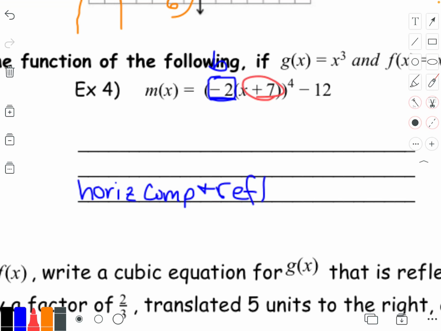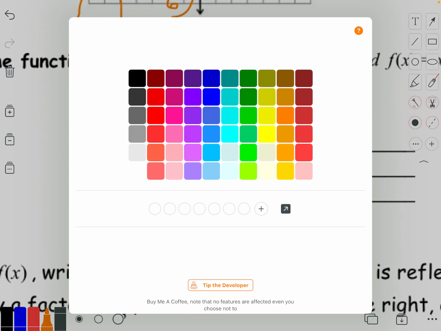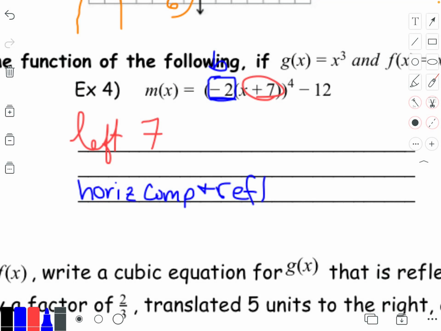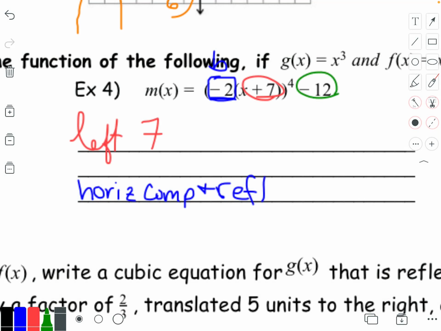Then everything else is like it is. So that's going to be to the right. Sorry, not to the right, goodness. To the left, 7 spaces. And then we're going to be down 12 spaces.